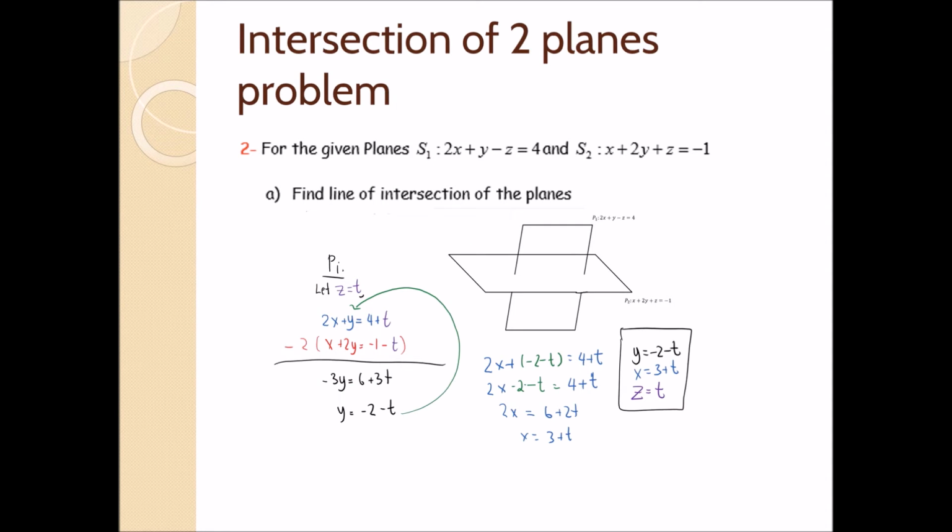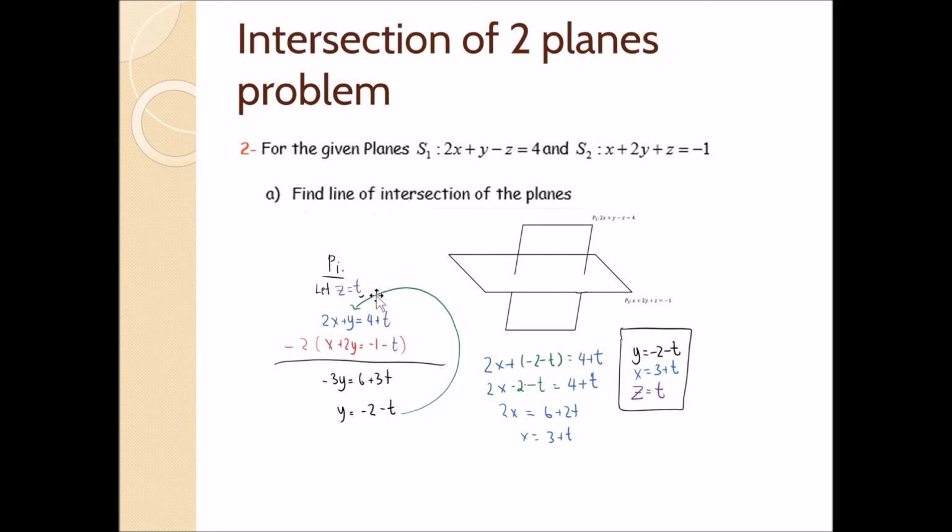So here we have an intersection of two planes problem. We're given the plane S1, which is 2x plus y minus z equals 4, and S2, which is x plus 2y plus z equals negative 1. We want to find the line of intersection between the two of them.